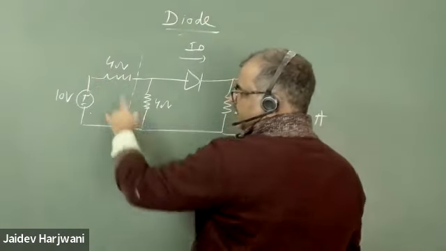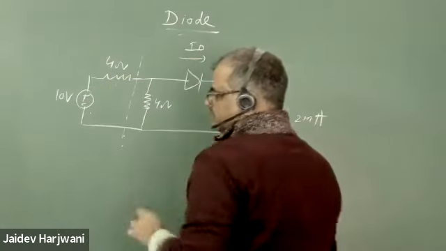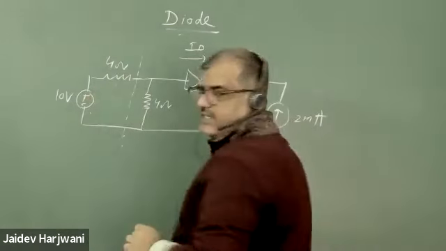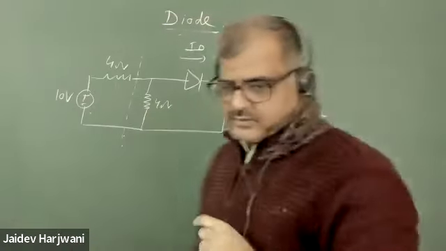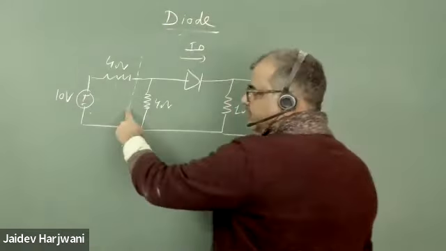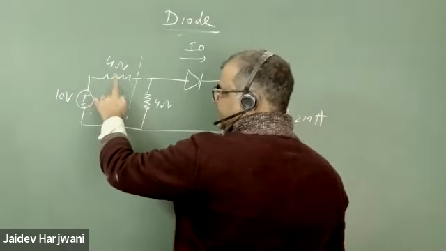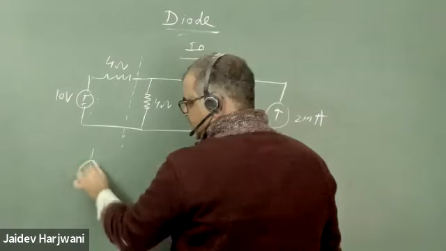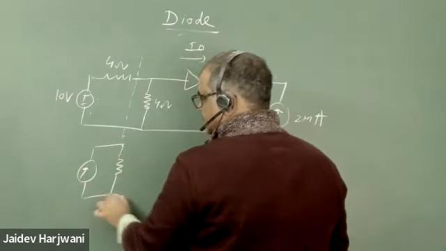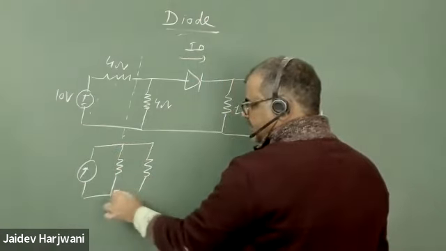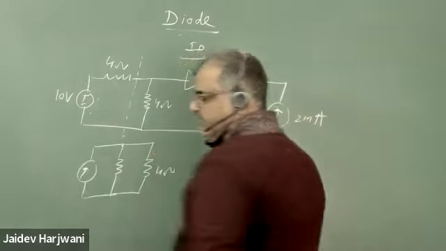I can always replace this VThevenin voltage source by a current source using Norton theorem. If I apply Norton theorem here, I can replace this voltage and resistance by a current source and a parallel resistance. Isn't it? Now you tell me what is the value of current?